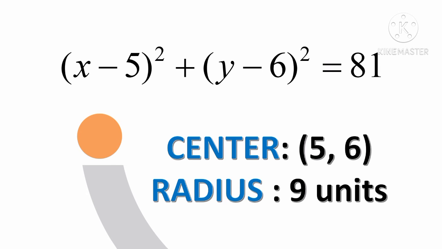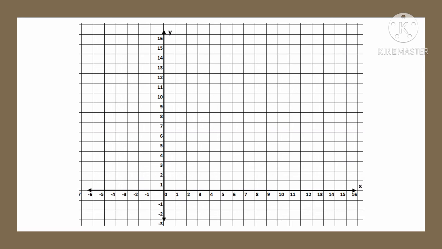To graph the equation of the circle, since we already have the center, which is (5, 6), and both are positive, our center is in the first quadrant. Remember that each grid line represents 1 unit. So from the center, for us to easily draw the circle, we need to put a mark first. Since the radius is equal to 9 units, we will count 9 steps from the center. So first to the right, then downward, then left, and then upward.